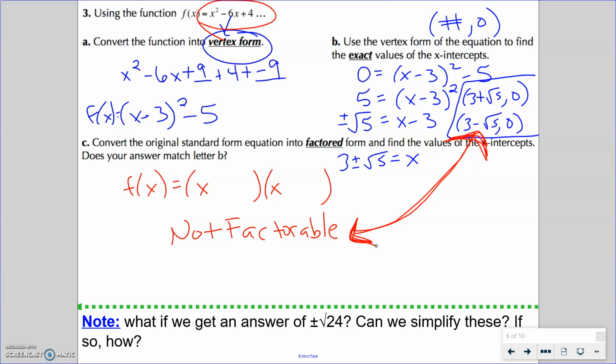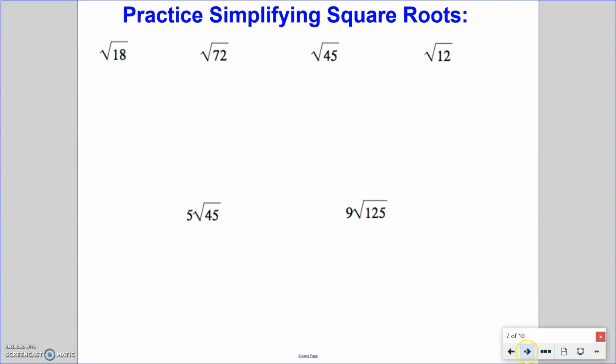So here's a little note down here at the bottom. What if we answer plus or minus root 24? So instead of like we got plus or minus root 5 in our answer, okay? So what if it's plus or minus square root of 24? Can we simplify these? And if so, how? So here are some examples that you might see when you are solving these types of questions. Basically, here's what you're going to ask yourself, okay?